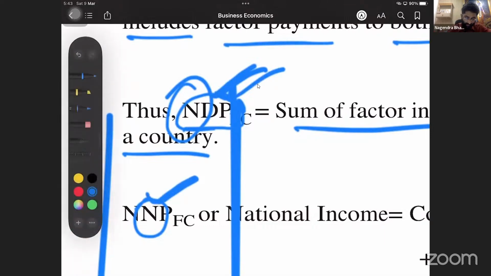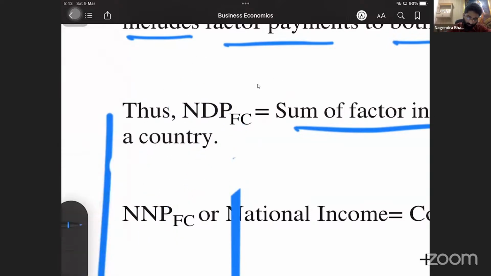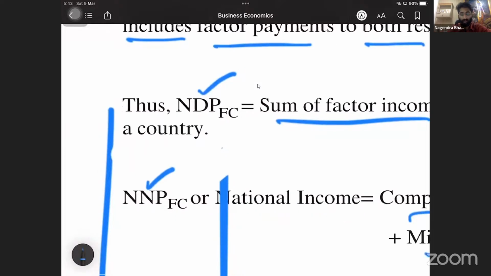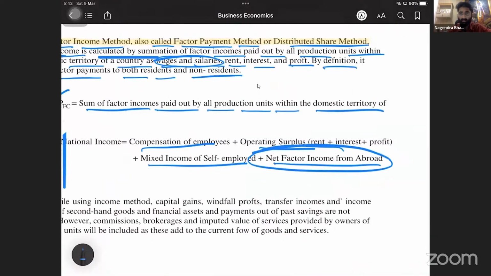That's why I am telling you, you have to add. See, this is domestic here, but this is national here. National and domestic, there is a difference. So that's why we are adding net factor income from abroad.